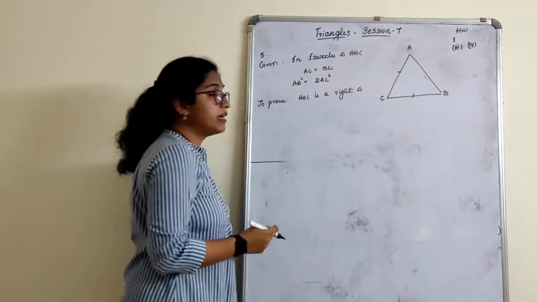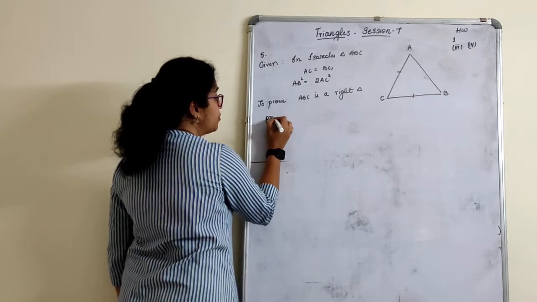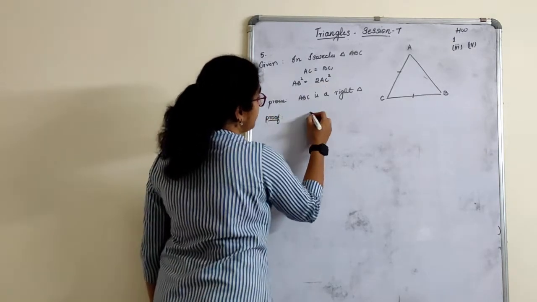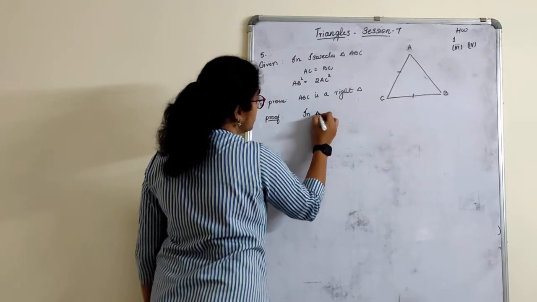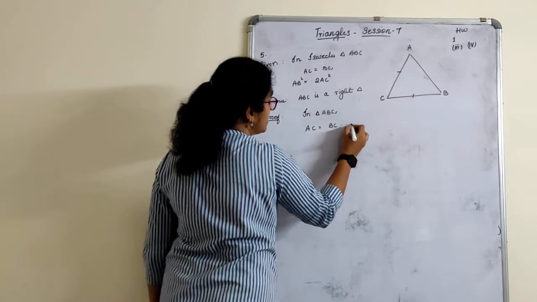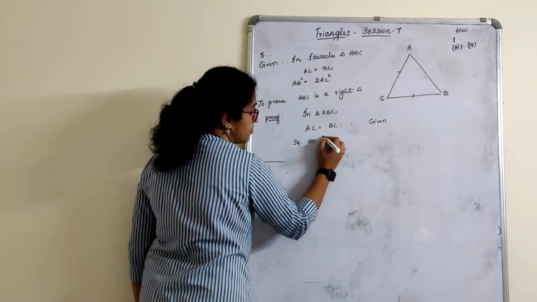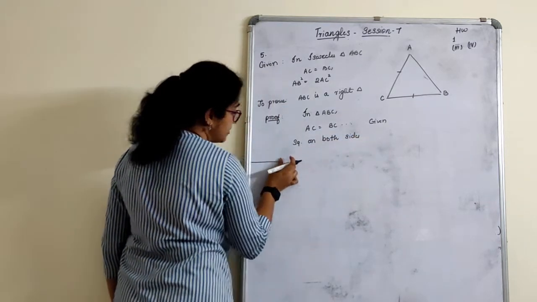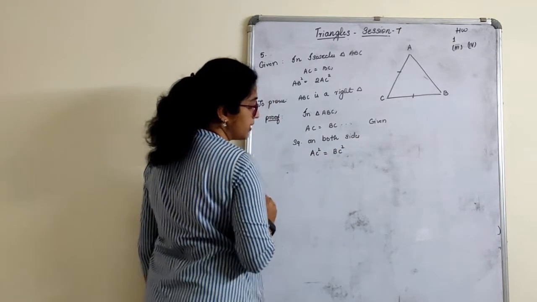How do you prove that a given triangle is a right angle triangle? That's only by the converse of Pythagoras theorem. Proof: there are several methods for this, I'll use one of them. In triangle ABC, AC is equal to BC, given. Squaring on both sides, because we want the answer in terms of squares, this will be AC square is equal to BC square, right?